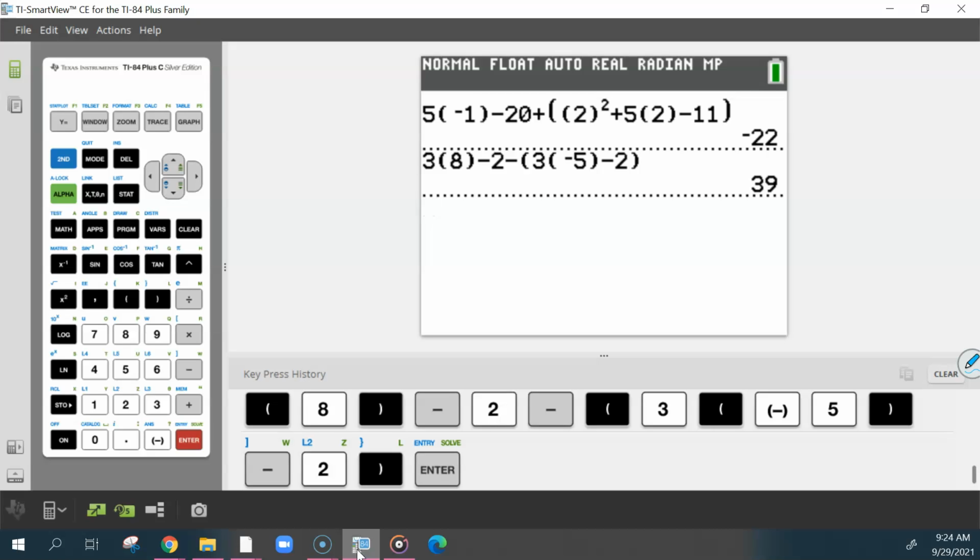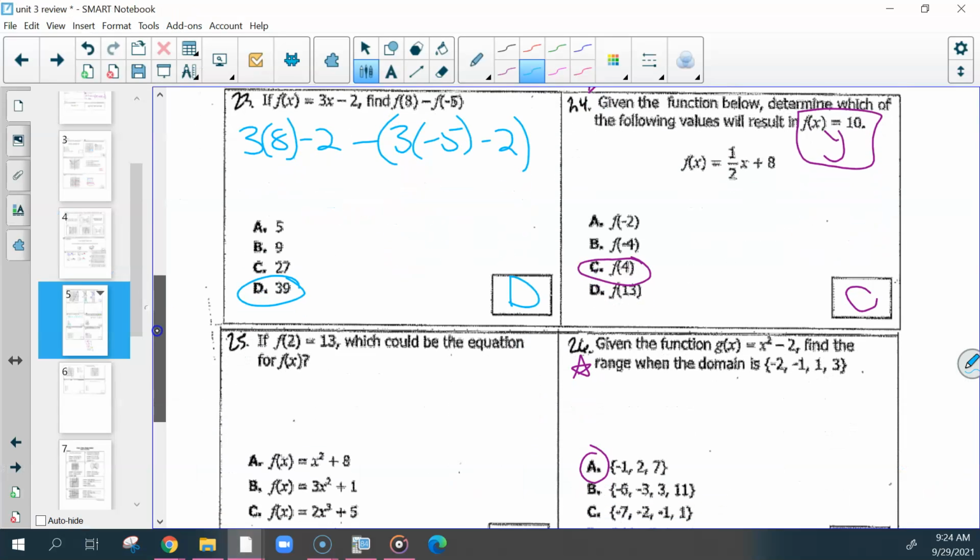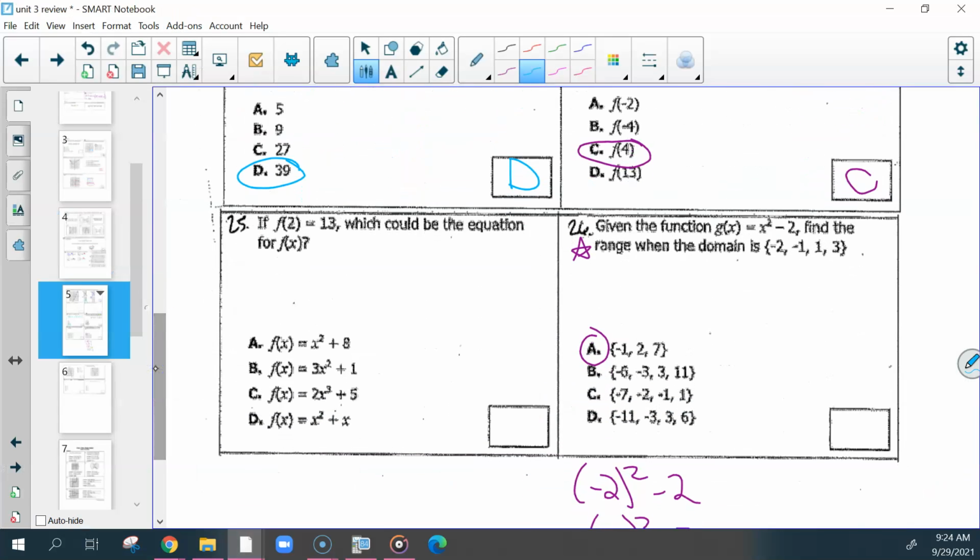Any others we want to go over? You said number 25 is going to be the last one? Yeah, it's probably the last one. 25.